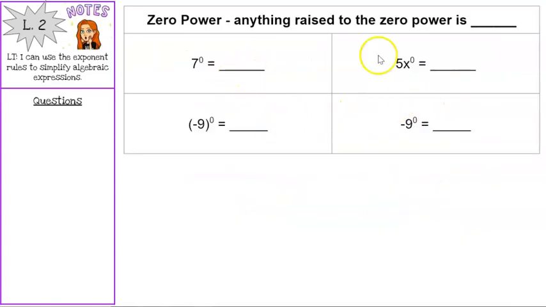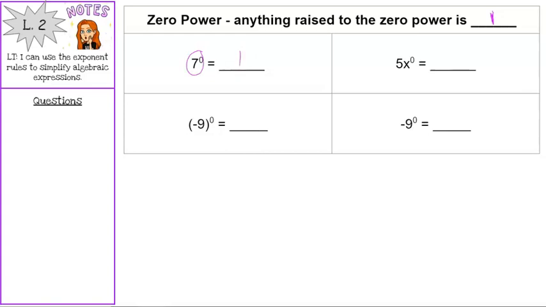First off, let's talk about that 0 power. Anything raised to the 0 power is 1, because when you divide a number by itself, you get 1, and that's what's happening in that table. So 7 to the 0 power is 1.